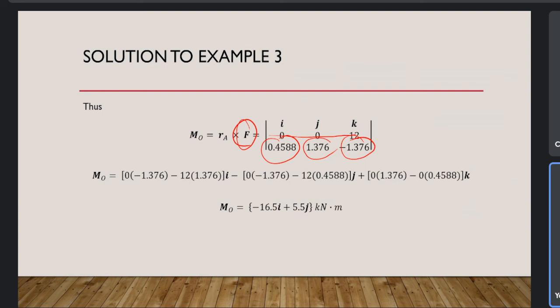So it will multiply to each other here, 0 times this one, 0 times 137, sorry, 12 times 137, then I, yeah, just keep on multiplying everything. So when you solve, the final answer, the moment about point O, should be equal to minus 16.5 I plus 5.5 J kilonewton meter. That should be the answer.